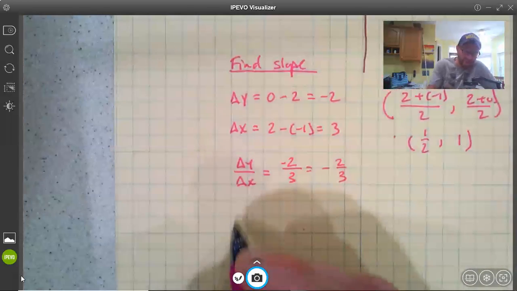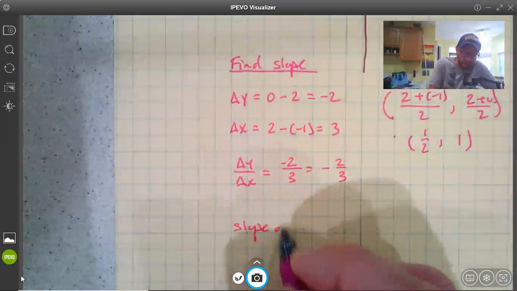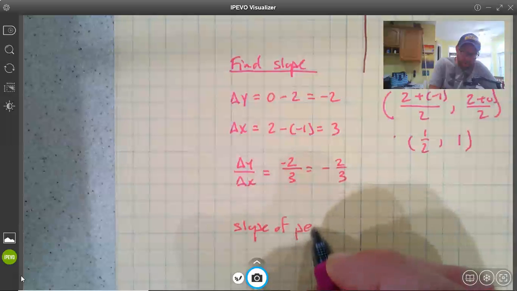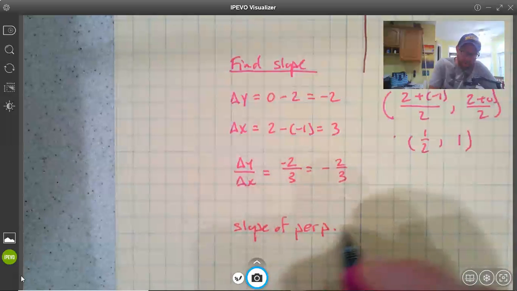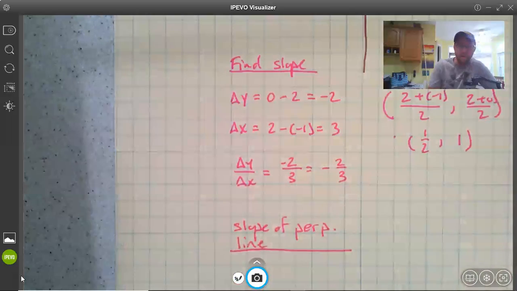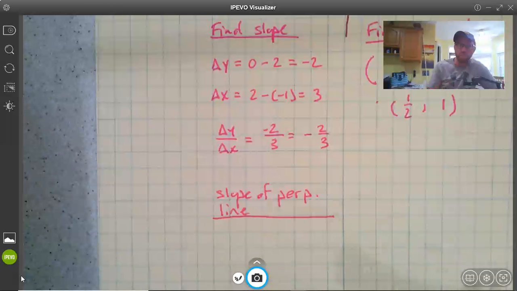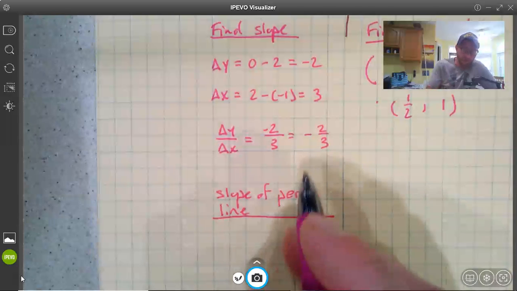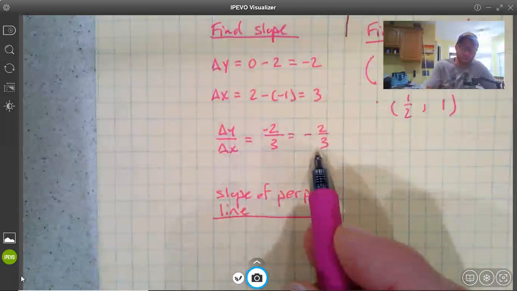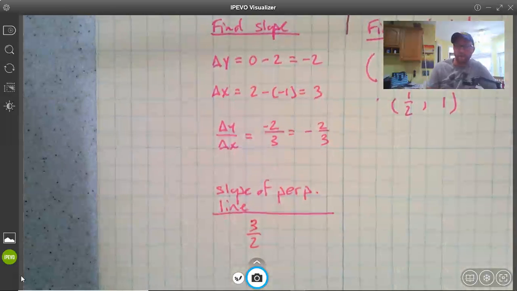So then we've got the slope of the perpendicular line, and that's just the negative reciprocal of the original one, so we're just going to flip the slope upside down and change its sign. So it's currently negative, and we're going to make it positive. We flip it upside down, and we get 3/2.